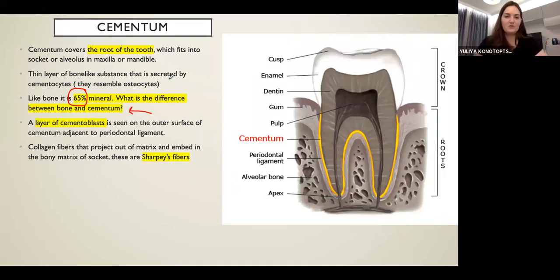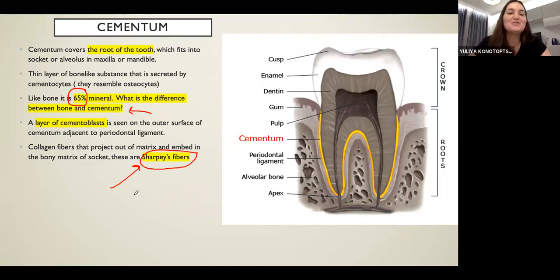And last thing for today, I'm gonna let you go. Sharpey's fibers. They always ask about it. Every histology exam, you will find a question about it. Okay, so Sharpey's fibers. What are those? Basically, we need to understand the following. Why every time I bite the apple, my teeth stay in my jaw and not in the apple? That's the question. I kid you not. Why every time you bite the apple, your teeth stay where they are? They're not in the apple.